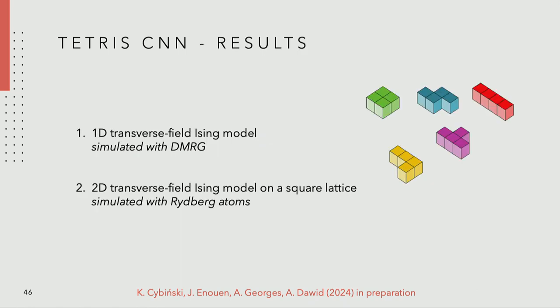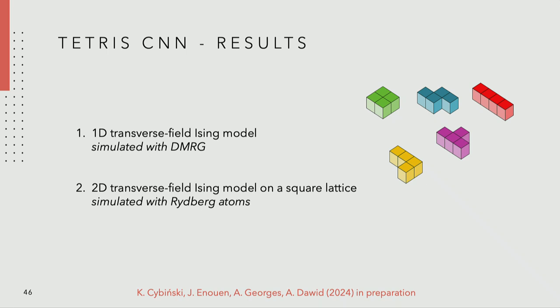Okay, and the results. We will start with, as you see, models that are extremely complex: the 1D transverse field Ising model and the 2D transverse field Ising model. But there is a good reason for that. I will start with 1D data simulated with DMRG, because I think we all have pretty good intuition about what's going on there, and you will see what our method is showing.